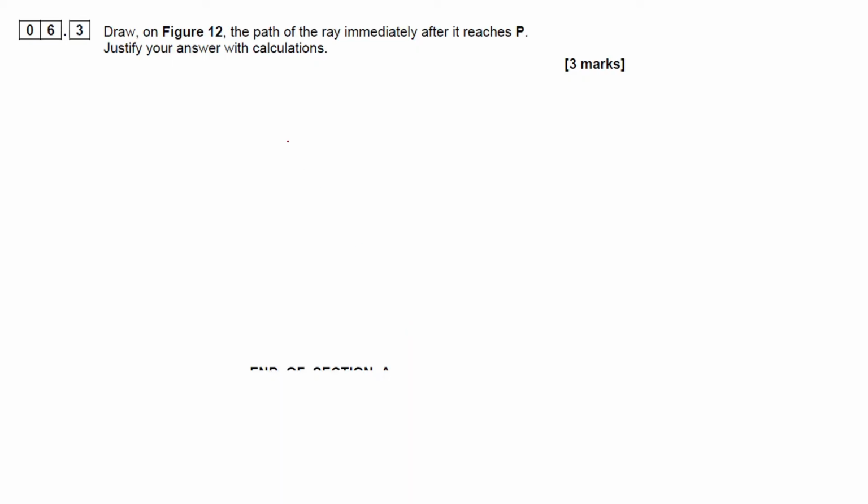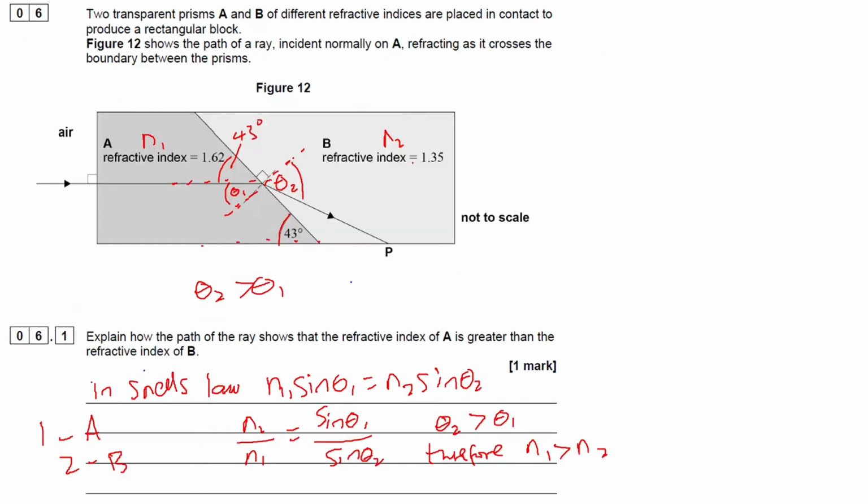The final question, we need to draw on figure 12 the path the ray makes immediately after it reaches P. So going back, we're interested in this boundary right here. Now to figure out what would happen, first of all notice the outside refractive index is just 1 because it's air, and the inside is 1.35. So there is a possibility that we may have some refraction or may have total internal reflection.